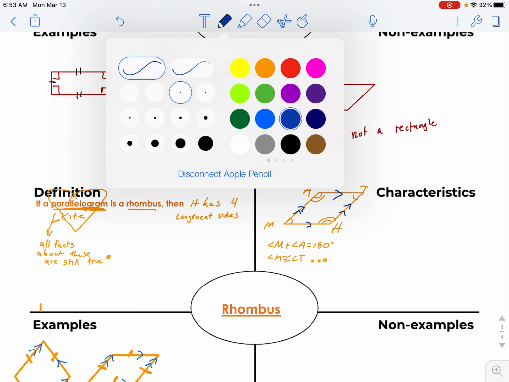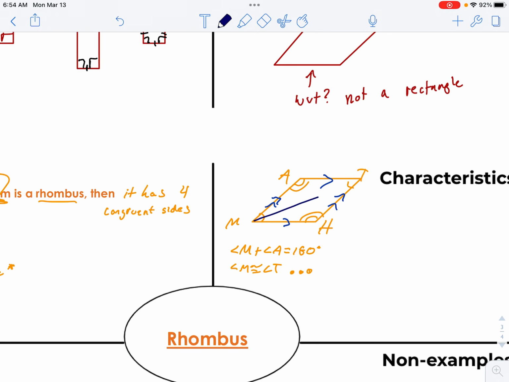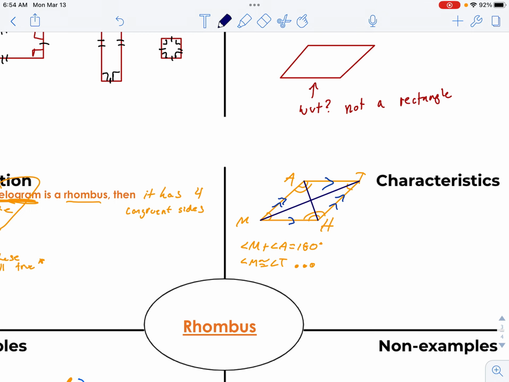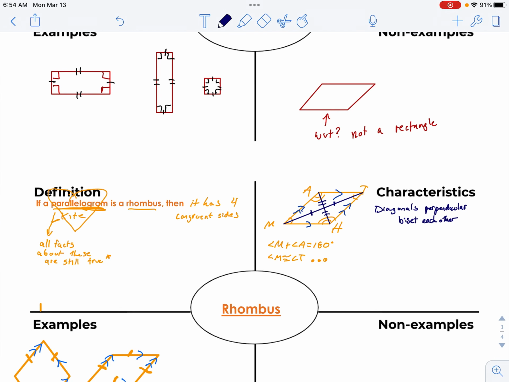All right, and then we're gonna go a little berserk with the diagonals. All right. The diagonals, just like in the kite, they perpendicular bisect each other. Cool. That's about it.